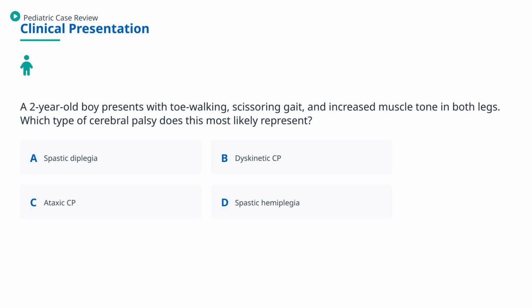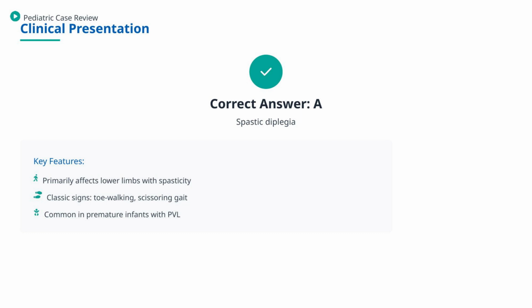A 2-year-old boy presents with toe walking, scissoring gait, and increased muscle tone in both legs. Which type of cerebral palsy does this most likely represent? A. Spastic diplegia. B. Dyskinetic cerebral palsy. C. Ataxic cerebral palsy. D. Spastic hemiplegia. The correct answer is A.